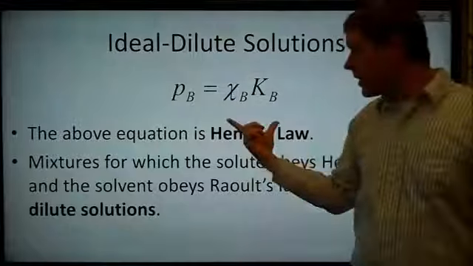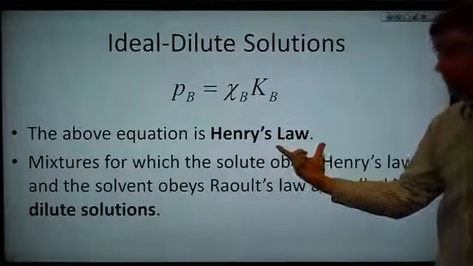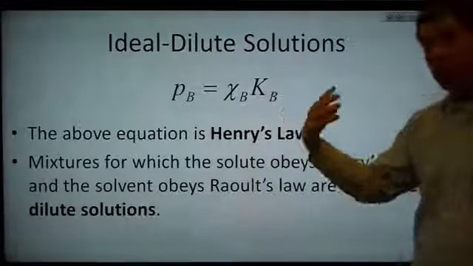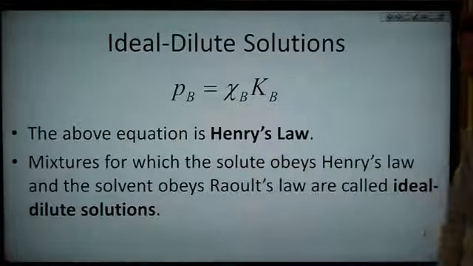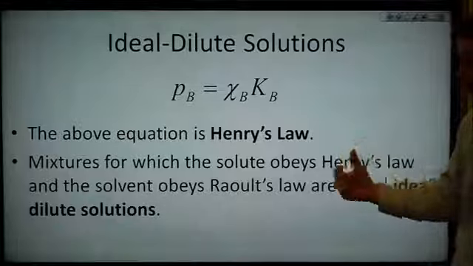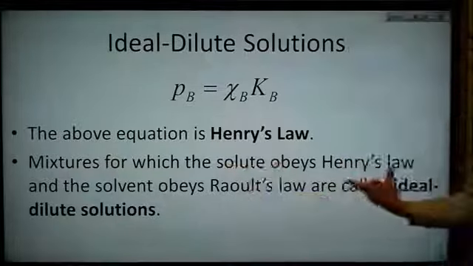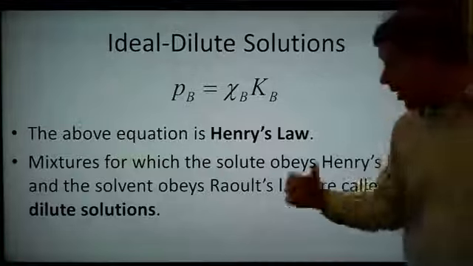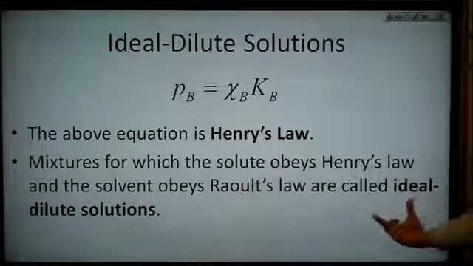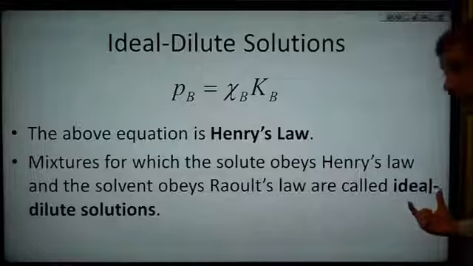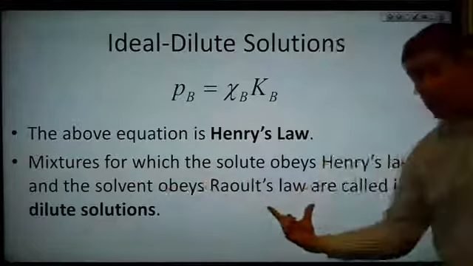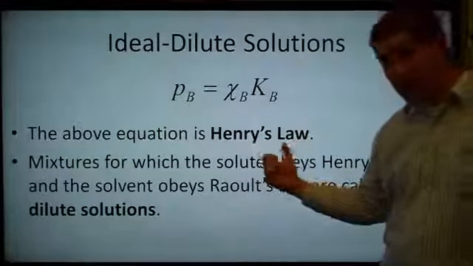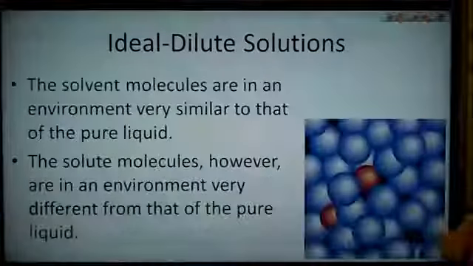So this equation is what we call Henry's law. Again, it has a similar form to Raoult's law, but we're replacing the pure vapor pressure with K_B. It works better at dilute concentrations of B. So mixtures for which the solute obeys Henry's law, and the solvent obeys Raoult's law, we call ideal dilute solutions. It's ideal because the solvent is obeying Raoult's law. It's dilute because the solute is obeying Henry's law. So it's an ideal dilute solution.